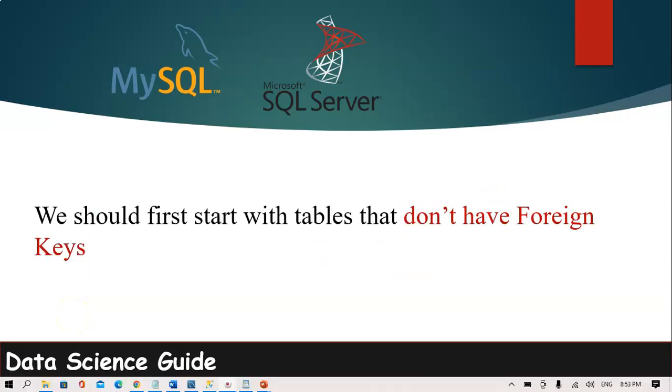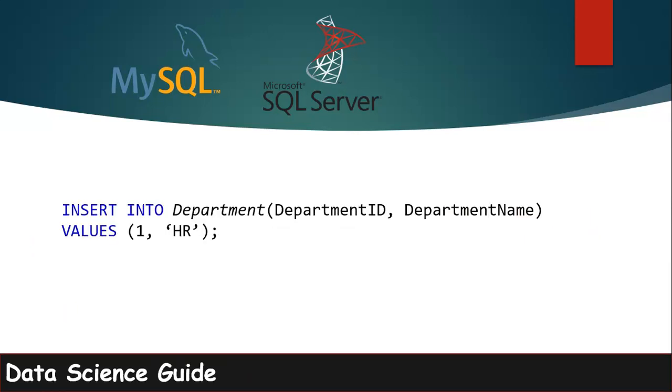And you need to keep in mind that we should first start with tables that don't have foreign keys. So we should start with the independent tables, because when we have a foreign key in your table, the value of the foreign key should be taken from the table that you are referring to. So you cannot put any value in a foreign key unless that value exists in the other table which has the primary key. For example here, let's say we need to insert the first value in department table.